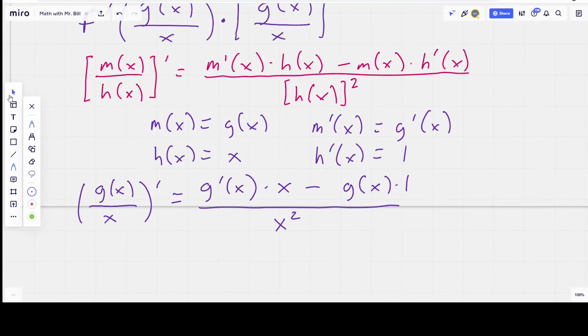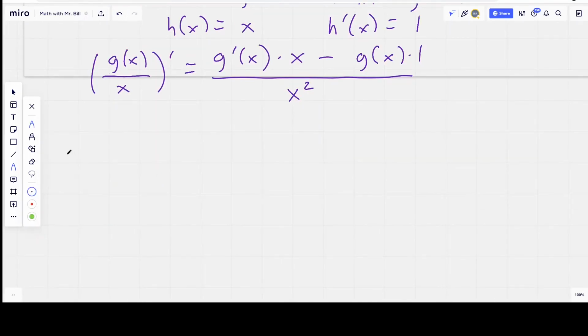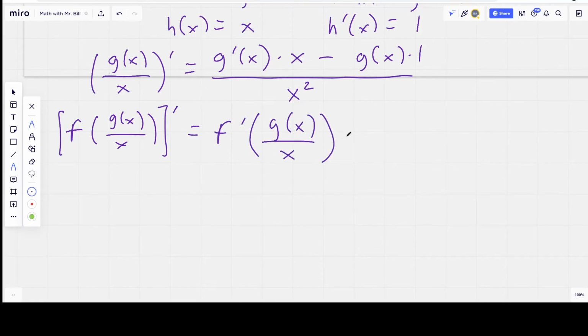So now putting everything together, we get this. The derivative of f of g of x over x is equal to f prime, leaving the inside alone, times the derivative of the inside, which is going to be x g prime of x minus g of x all over x squared. Again, not a very nice answer, but that is the answer. We've found the derivative in terms of all the parts that we have, which is what's required.